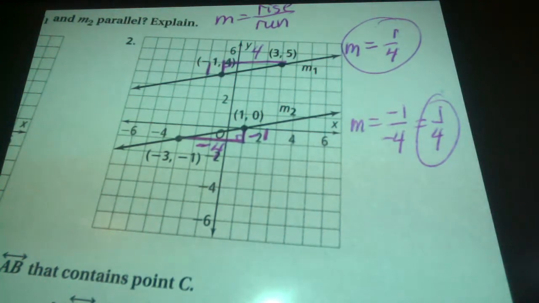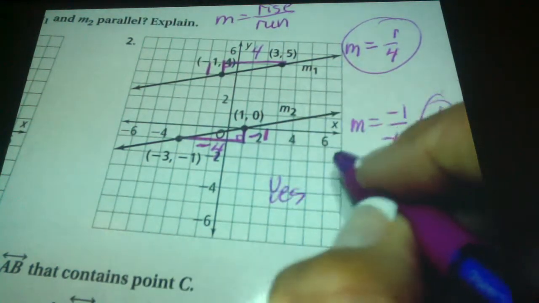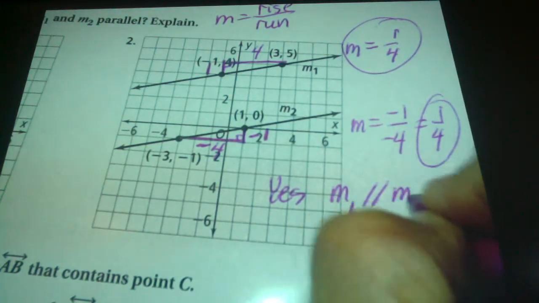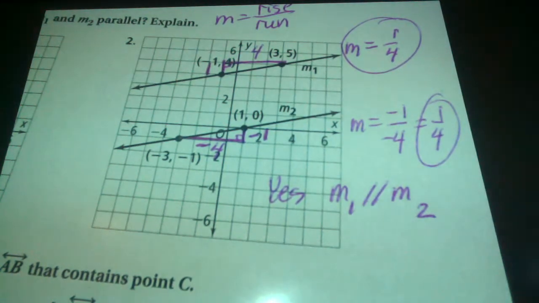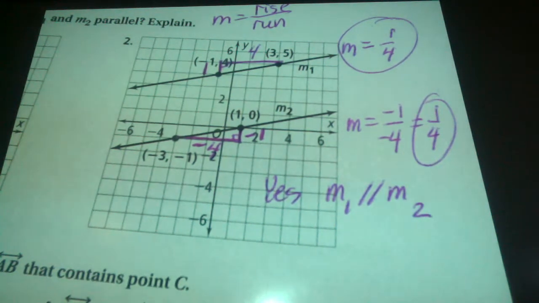Because of that work, you can say that yes, our lines M sub 1 is parallel to M sub 2. I don't like the fact that they use an M for the name of the line here, but I'm not in charge. Then I want you to find 1. So do number 1 on your own. Show your stair step.